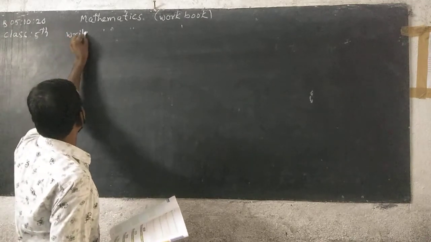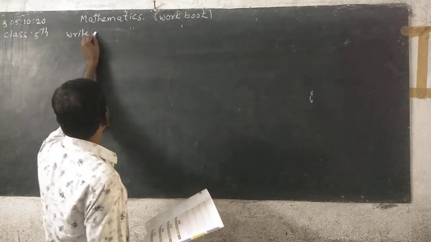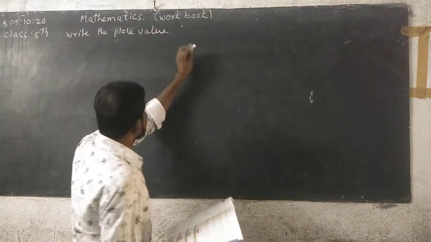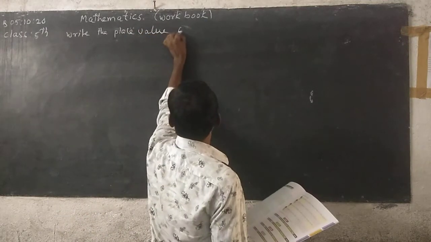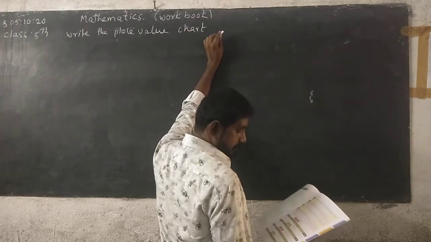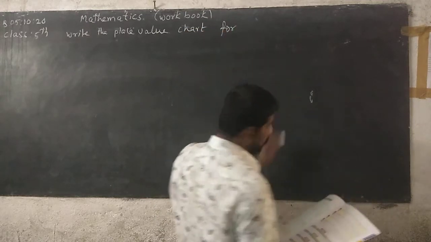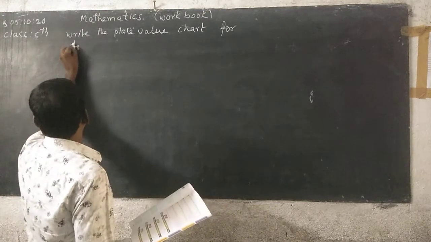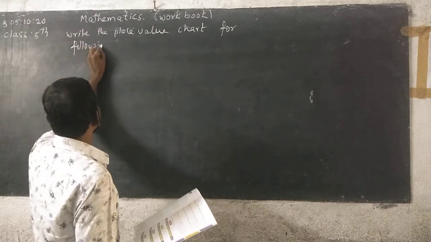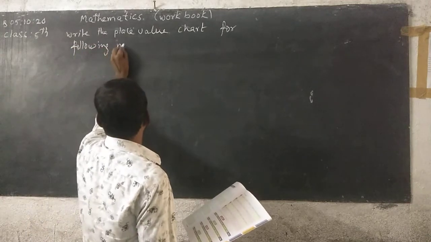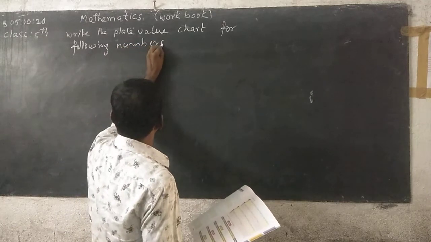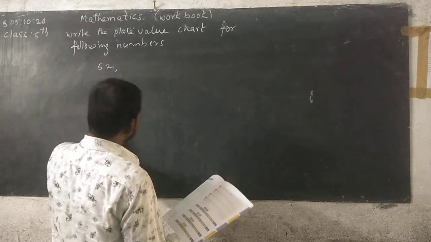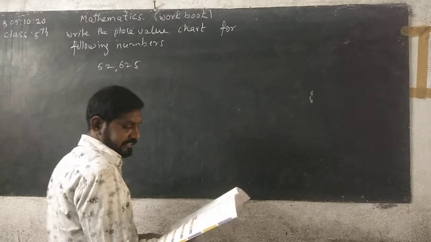Write the place value chart for the following numbers. See here, 52,625.